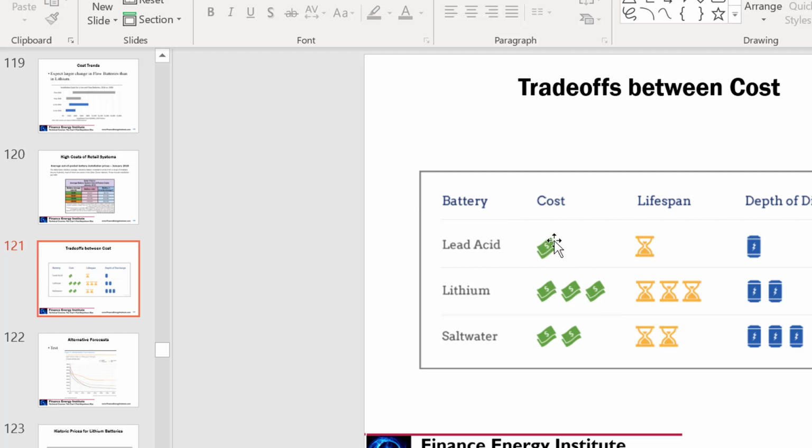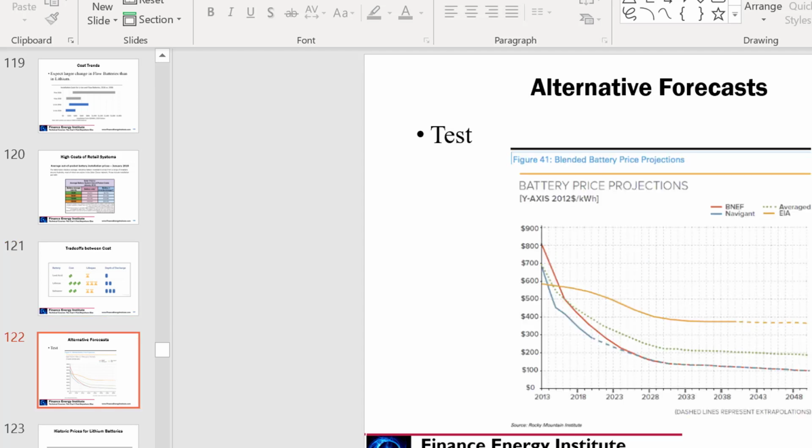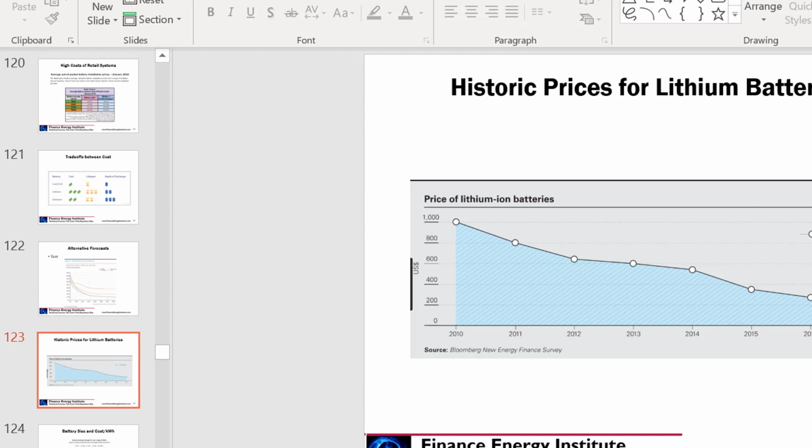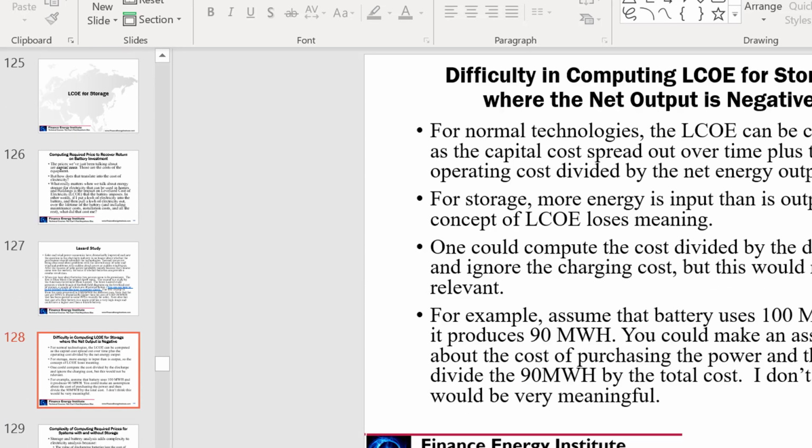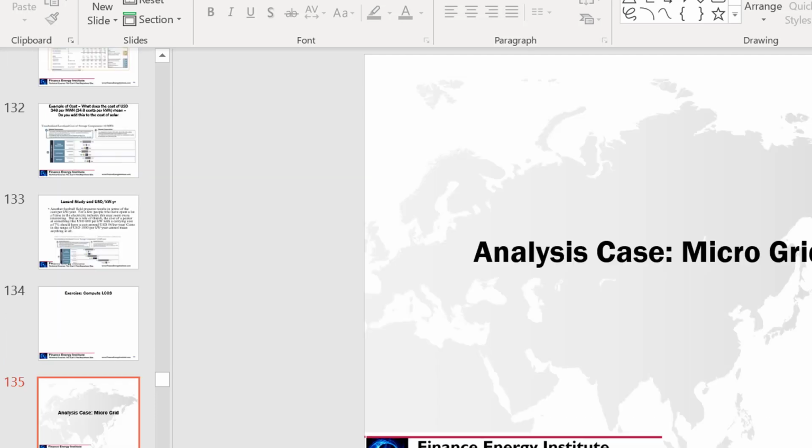We're looking at lead acid batteries right now, which have a short cost, but they also have a short lifespan. So the lifespan is extremely important in carrying charges and the economics of the battery. So I think that's enough.